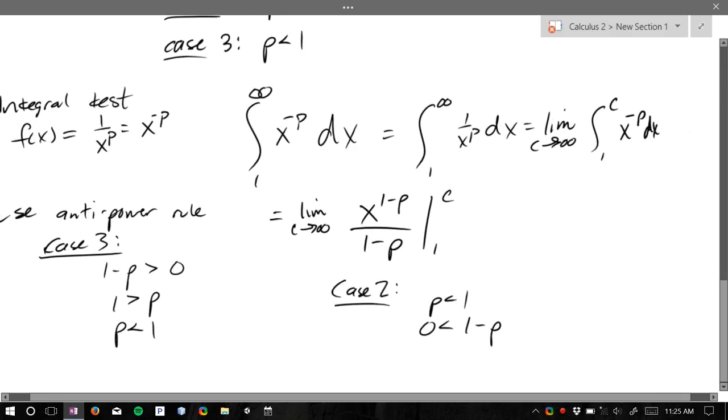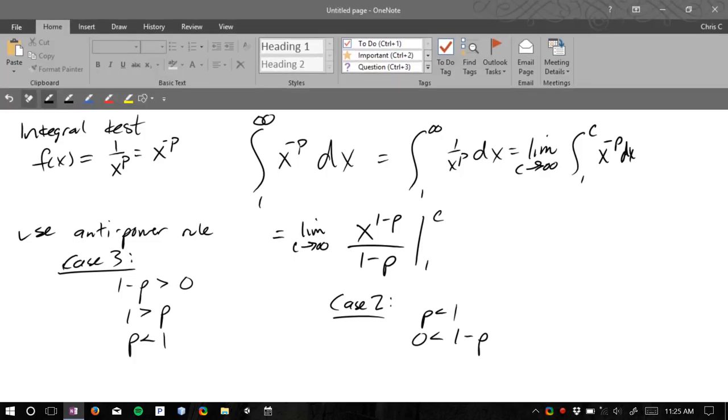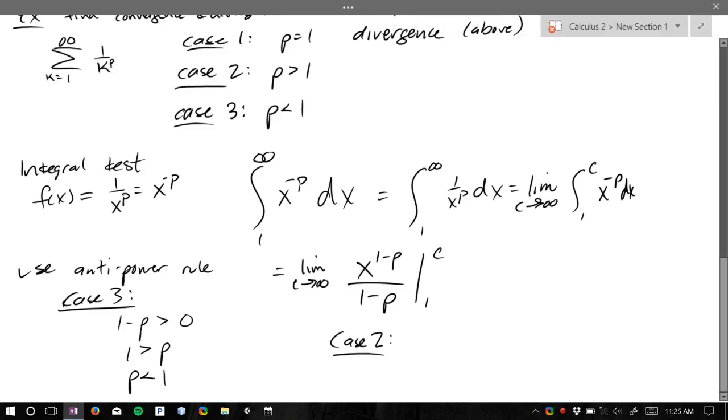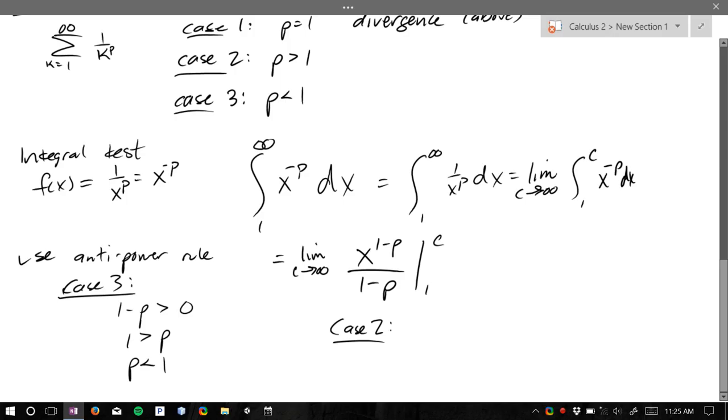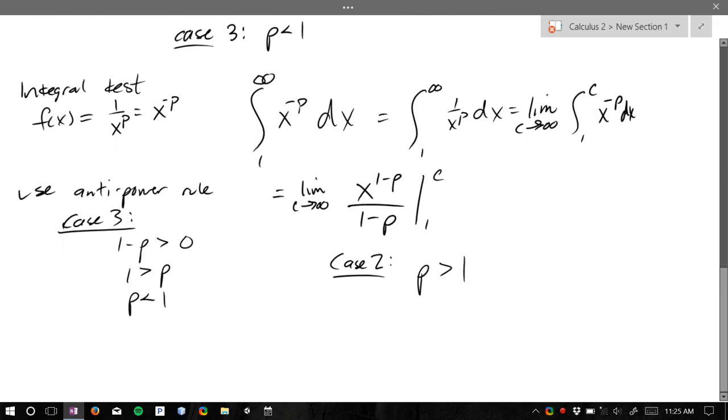All right, so p is less than 1 is case 3, p is greater. Stupid inequalities. All right, so is that right for case 3? p is less than 1. So subtract p, okay. So case 2: p is greater than 1, and subtract p. So we got 1 minus p is less than 0, negative. Okay, so there you go. Case 2, case 3.